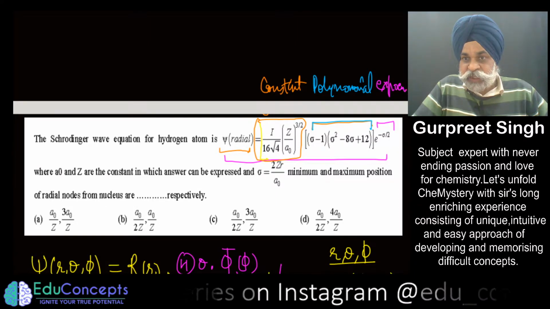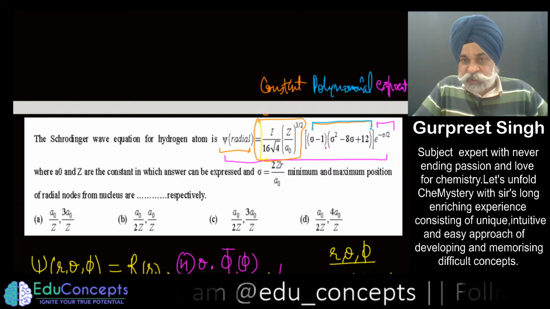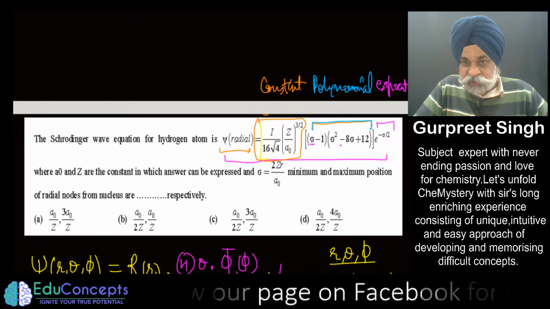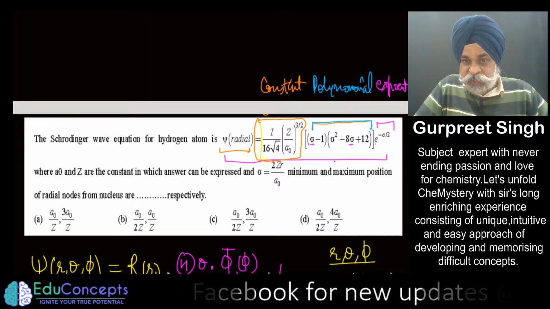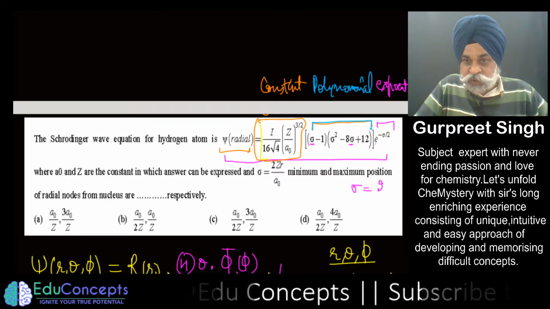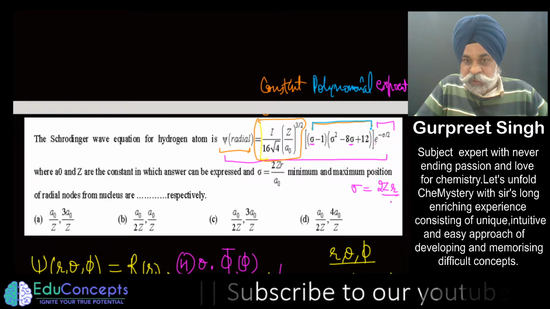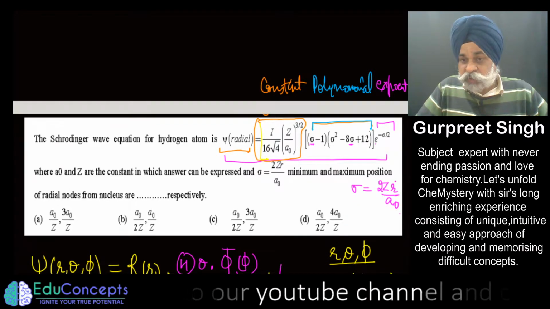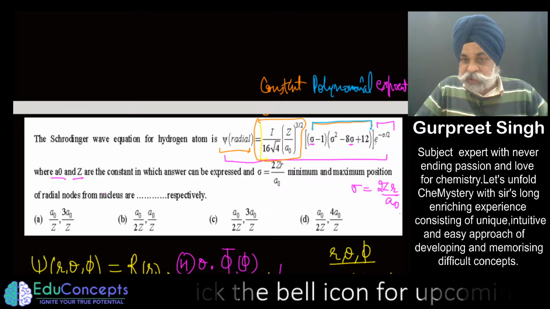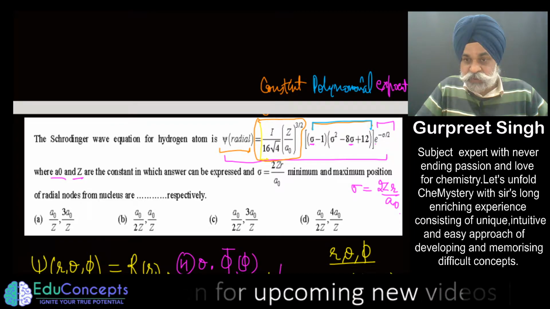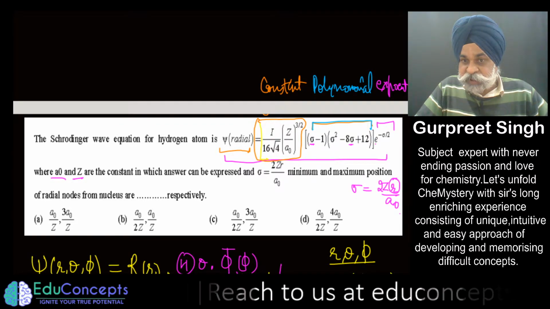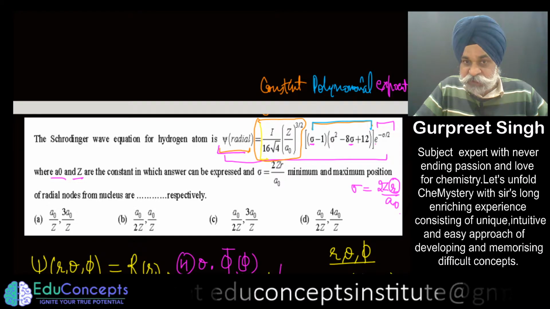So in all of these, you have to locate that in this particular question, they are saying that this delta, which is mentioned here, is actually made up of 2zr upon a naught. So what does it mean? Z and a naught, as per the version, are constants. So this radius is the varying thing. As this radius varies, this wave function varies.